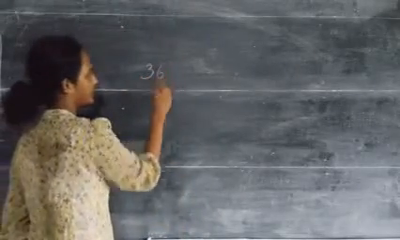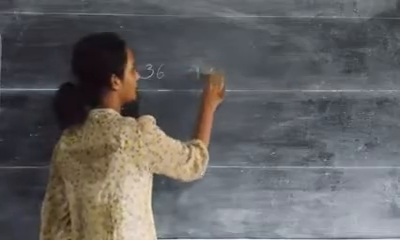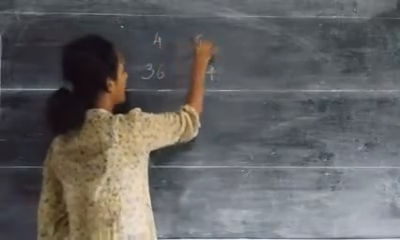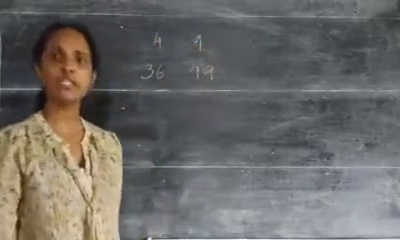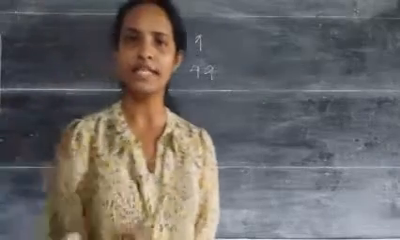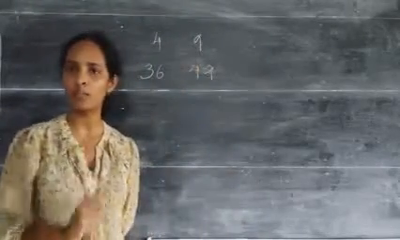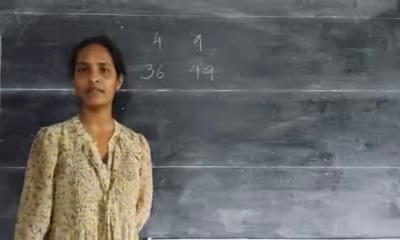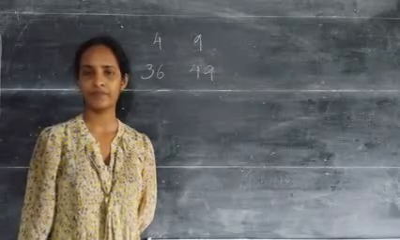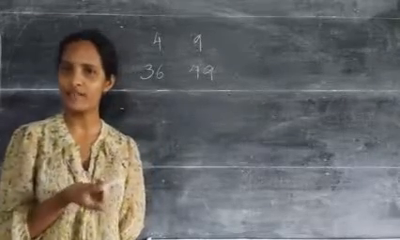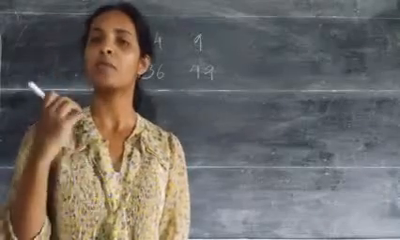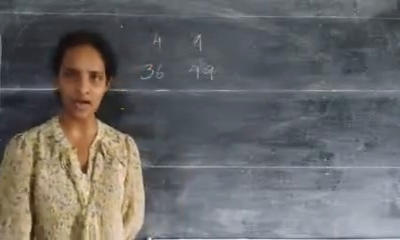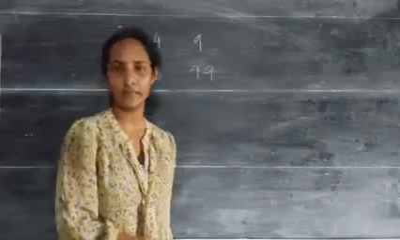Now look here. 36, 49, 4, 9, etc. Can you look at these numbers and find some speciality about them? Something common about these numbers? Just think. Some of you might have already got the similarity between these numbers, and some of you might be confused. Now, let me explain it to you.